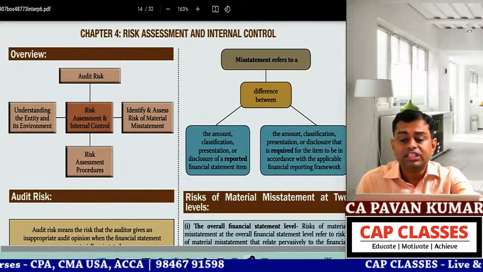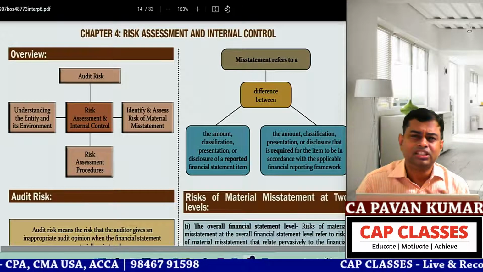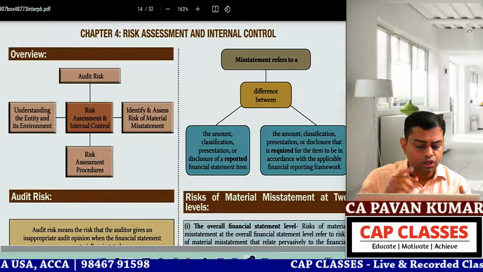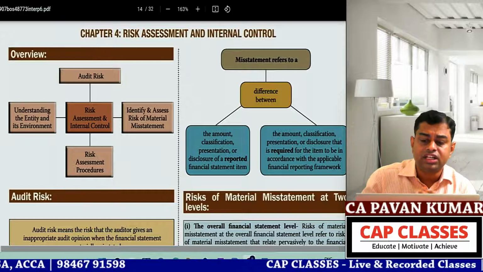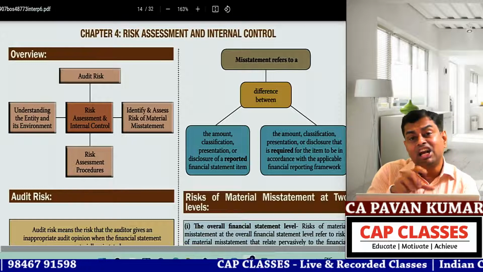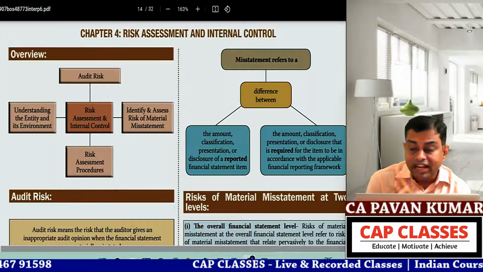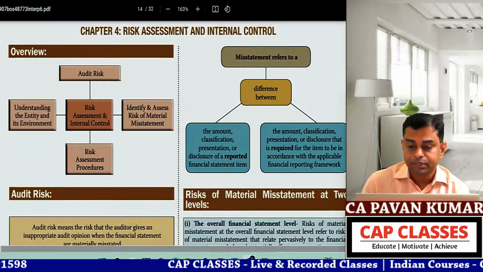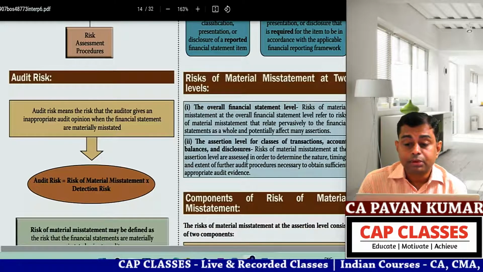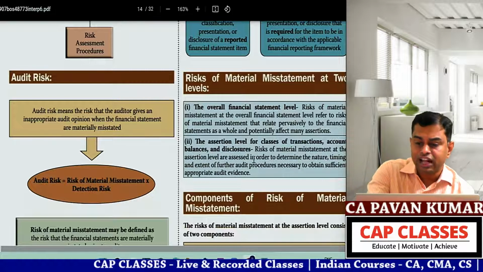So what is the misstatement they have given? I already told you the misstatement is the difference between what the amount should be and what the amount is. You call it classification, you call it presentation, you call it disclosure: how it is reported and how it is required to be reported. The difference between these two is called material misstatement. Now see this overall financial statement level, assertion level. Can you read these two boxes?